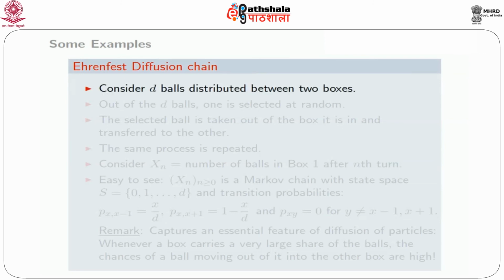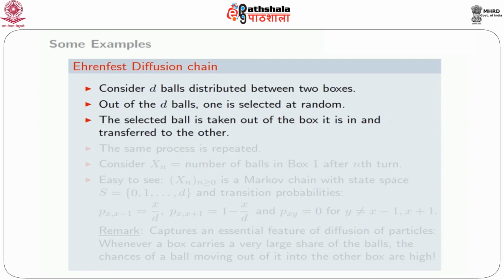Consider d many balls distributed between two boxes. You have two boxes, and the d balls are distributed in some fashion between the two boxes. What happens is, out of the d balls, one is selected at random. You can think of it this way: suppose the d balls are numbered 1, 2, 3, 4 up to d. You select one number out of these d numbers at random and select that particular ball.